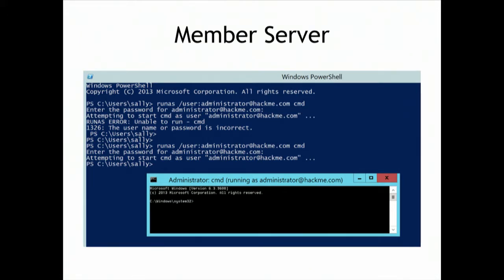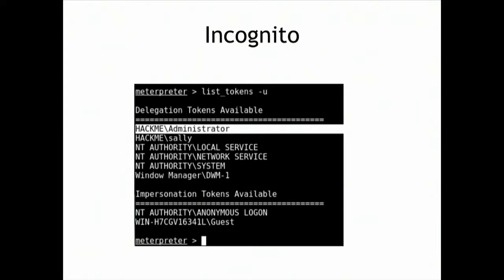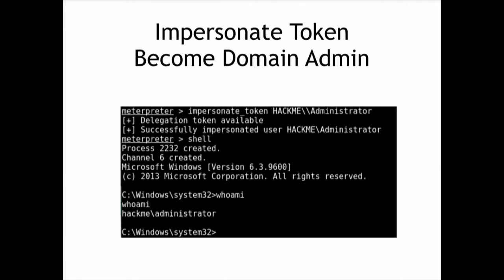In a more realistic case, there'd be some kind of process logged in as the domain administrator that has to be there, or was forgotten, or crashed, or hung. But anyway, this is one way to create the situation where there is a token available to steal that has domain administrator privileges. So you use list tokens. It'll show you the delegation tokens available. I have a domain user account called Sally, and I have the domain administrator account on that box, a token. And here, you can impersonate that token, get a delegation token, and now you can have a shell. And here I have a shell, and when I say whoami, I'm now HackMe administrator.